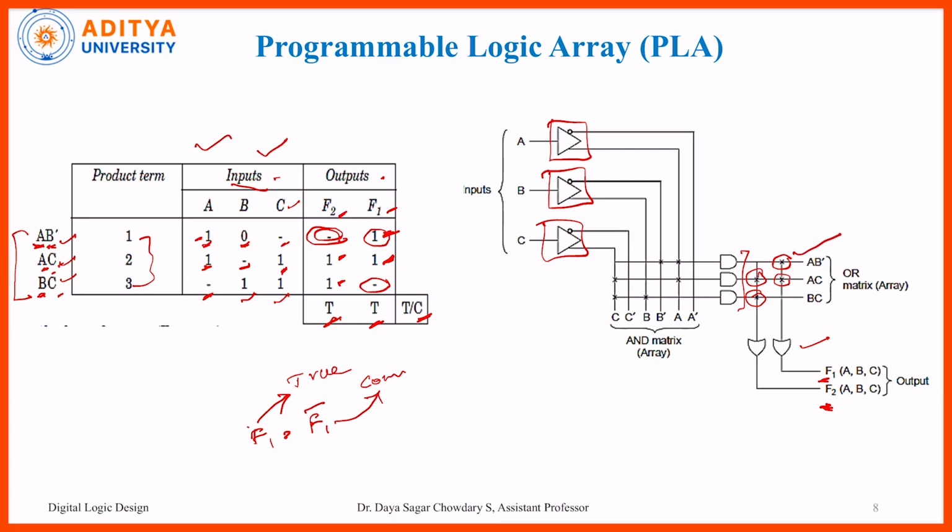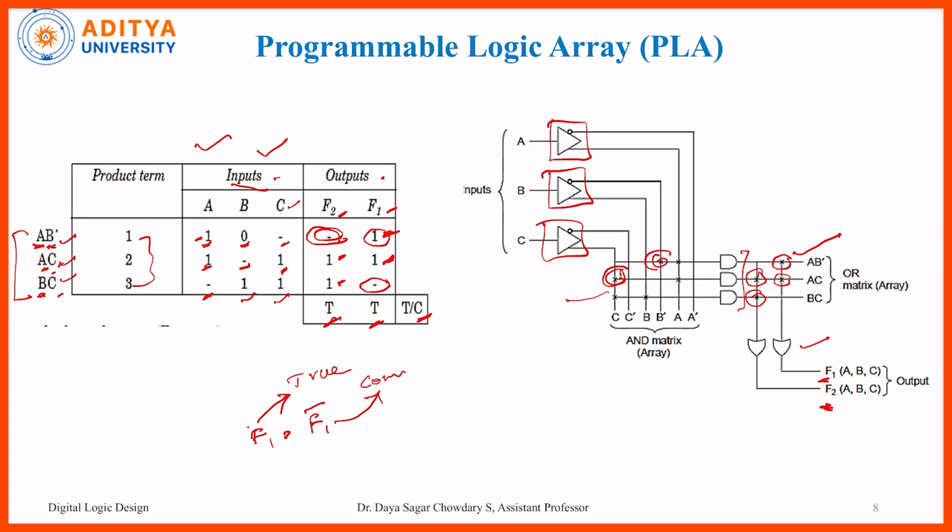That means OR gates are programmable. Here the cross marks are used, that means here AND gates are programmable. So that is why both AND gates and OR gates are programmable in this PLA. So likewise we can construct the circuit. So here we are using the cross mark.